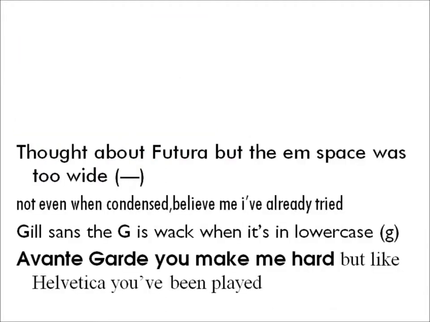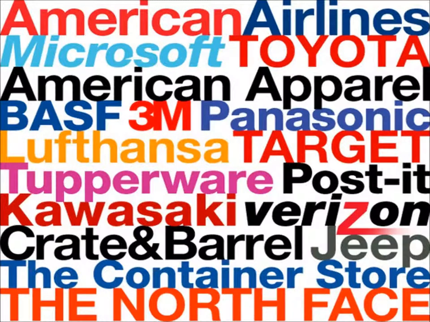The singer says he thought about Futura, but the M space was too wide, and M dash is made up of two hyphens and used to indicate a pause more significant than commas can set off, and it's very long for Futura. Gill Sans, he says, is whack in lowercase, and that's the lowercase G in Gill Sans, and it is rather whack. Avant Garde and Helvetica, he says, have both been played. By that, he means overused, and here's just a quick snapshot of some of the brands that use Helvetica in their text treatments.